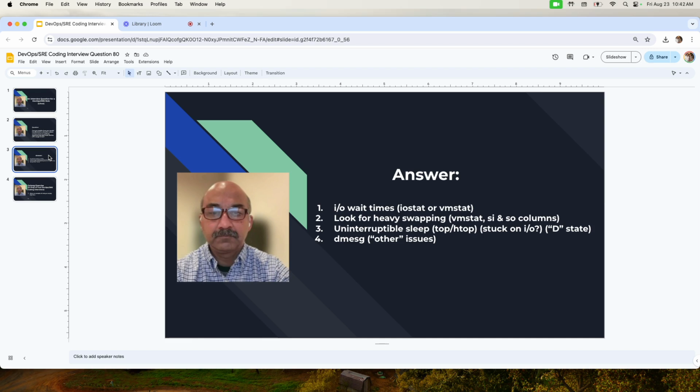So what do we do? We run commands like iostat or vmstat to see how busy the disks are, right? Or maybe one particular disk or one particular volume. You run those commands to look into that.